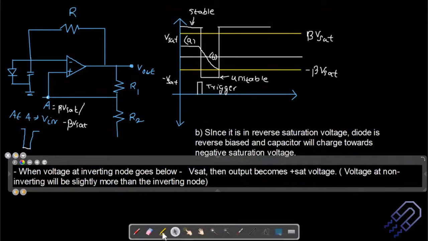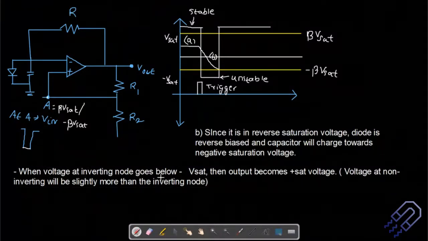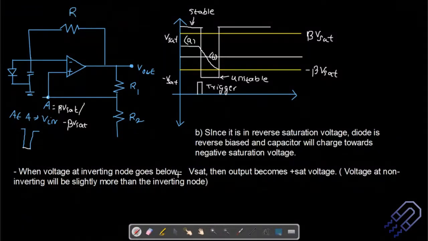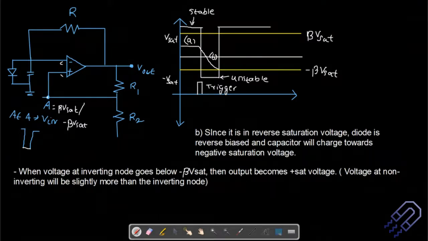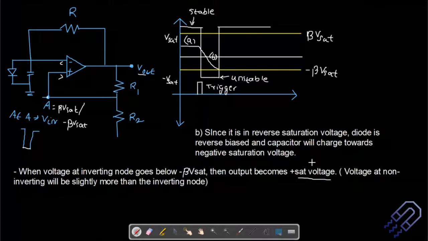Either way, you can say this. So this is what is happening here. When the voltage at the inverting node goes below minus beta Vz, so if the voltage here is actually less and the voltage here is more, whatever output that we are going to get is nothing but the positive saturation voltage. Just remember this particular idea.